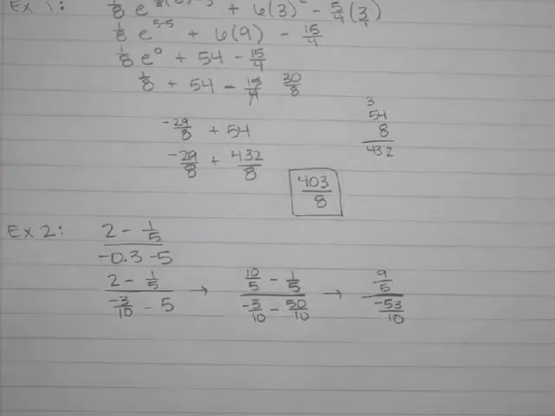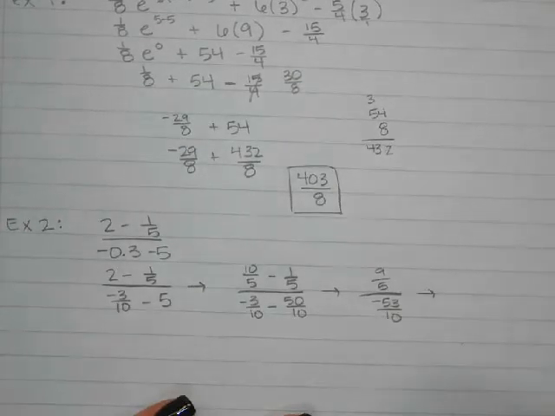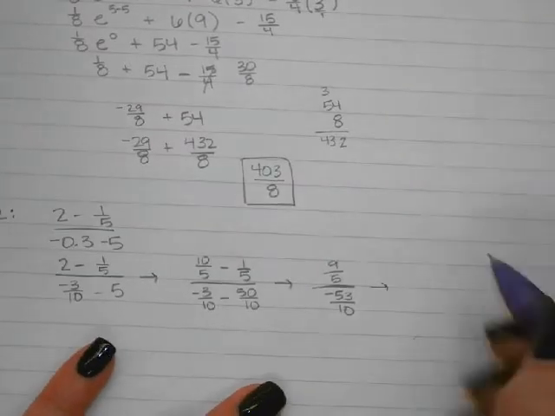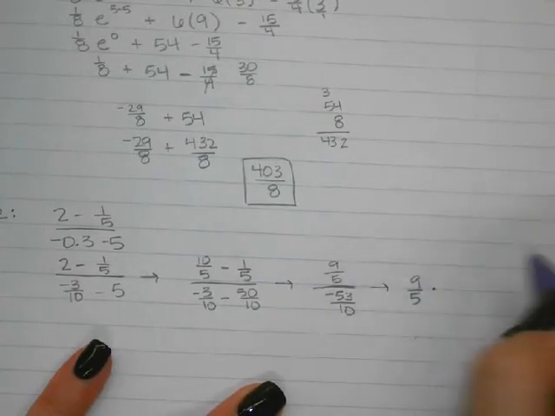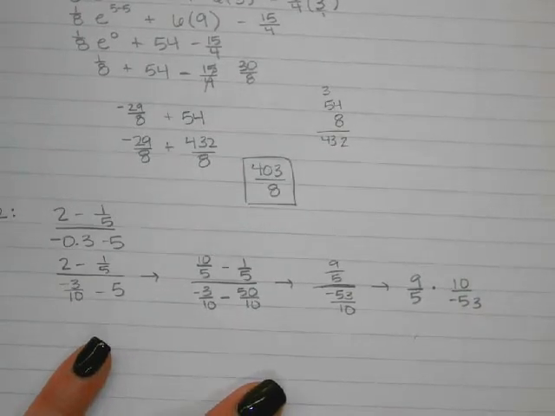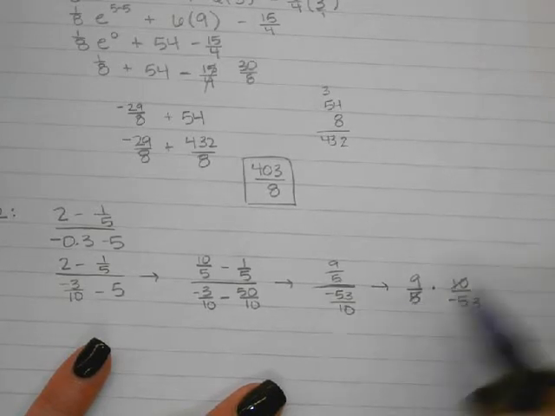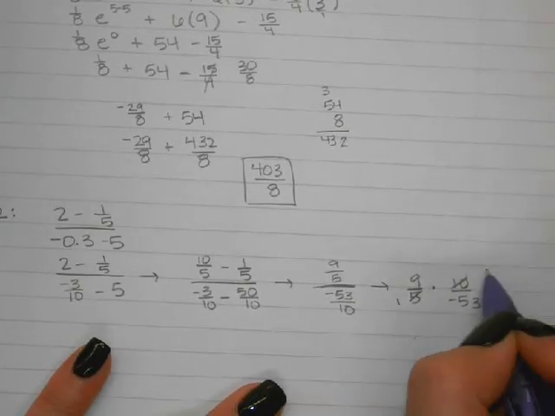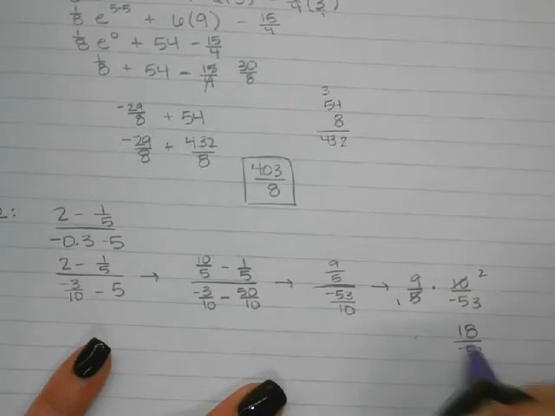And then I can go ahead and do keep it, change it, flip it. So I'm going to keep, or you can think of multiply by the reciprocal, which is very mathematically accurate, but not as fun as keep it, change it, flip it. All right, so I've got 9 over 5 times 10 over negative 53. And I can see that that 10 and that 5 simplify a little bit. So 5 goes into 5 once, 5 goes into 10 twice. So 18 over negative 53.